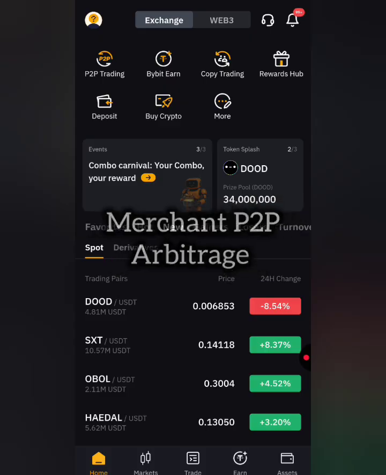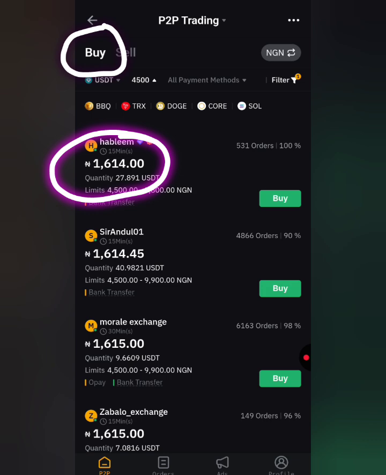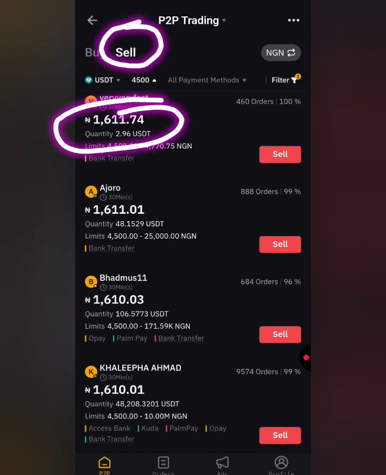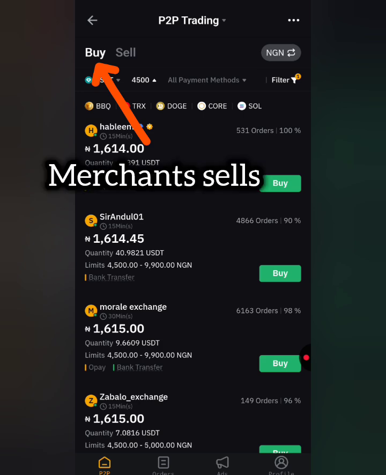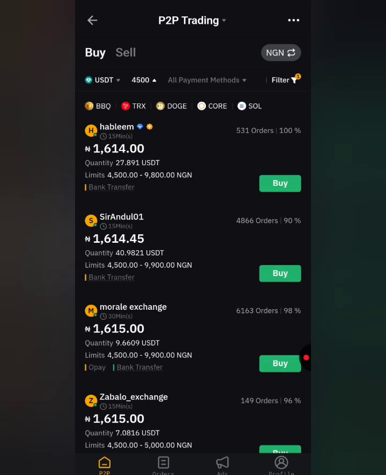Okay, now the third one under the P2P arbitrage is the one you can actually perform as a merchant. Okay, so right here in the P2P trading section of the BYBIT, if you look here, the price of one USDT is 1,614 Naira. Okay, then if you come here at the sell section, you can see that the price of one USDT is 1,611 Naira. All right, now basically P2P merchants actually come here in the sell section to buy from you, and then right here in the buy section is where they actually sell. So this is why the price here is actually lower than the price right here.